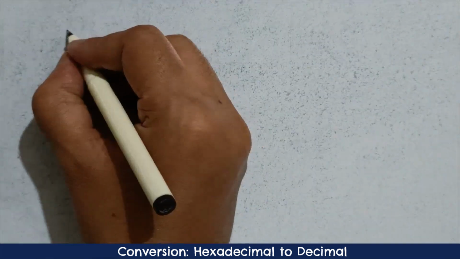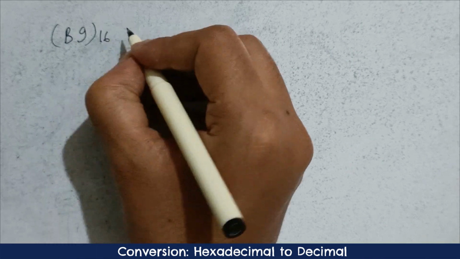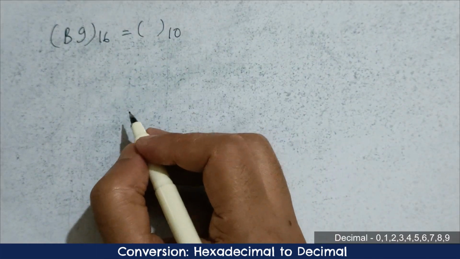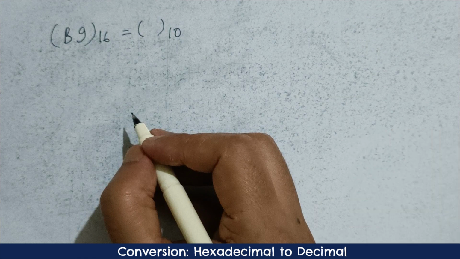Hi friends, in this tutorial, I will show you how to convert hexadecimal number to decimal. You already know, a number is represented in decimal using digits 0 to 9, while hexadecimal can be represented using digits 0 to 9 and A to F. So here, you can see the question.